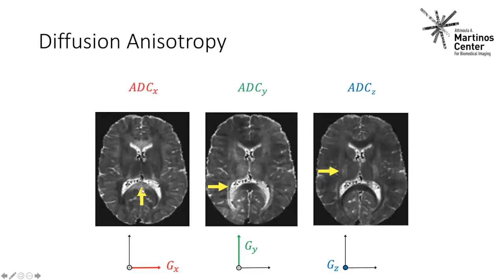And we can see when we apply the gradient in the X direction, left-right direction, the ADC in the corpus callosum is pretty high because the fiber is in the left-right direction. And it's also the same for other fiber tracts. So the diffusion signal and ADC seem to have a reciprocal relation: higher diffusion signal corresponds to lower ADC, and lower diffusion signal corresponds to higher ADC.